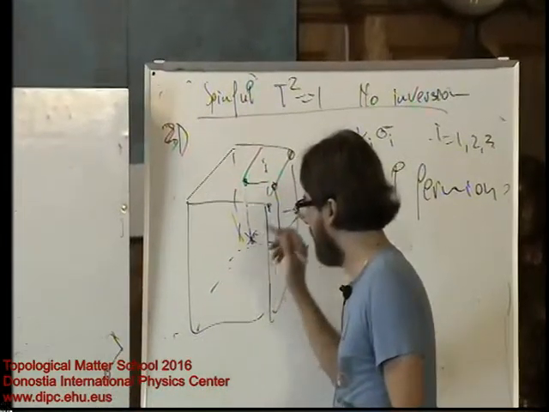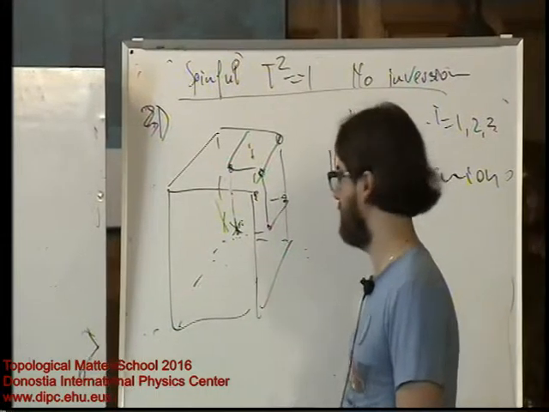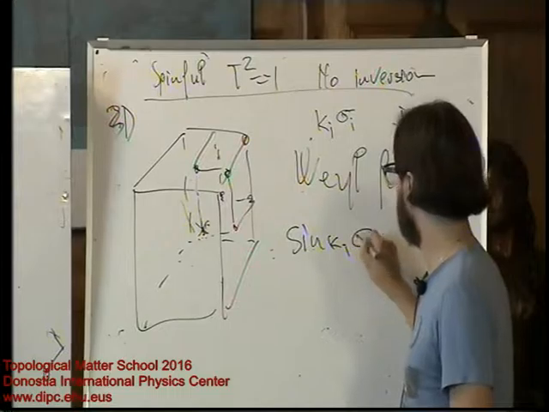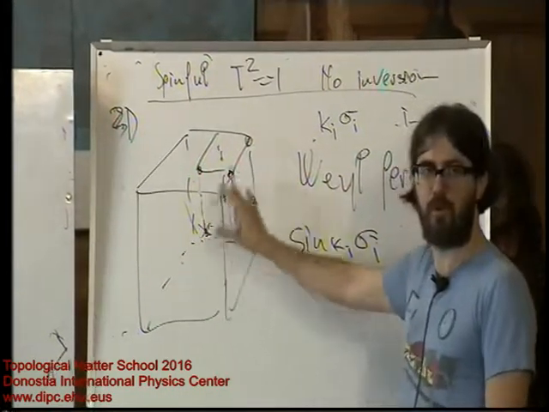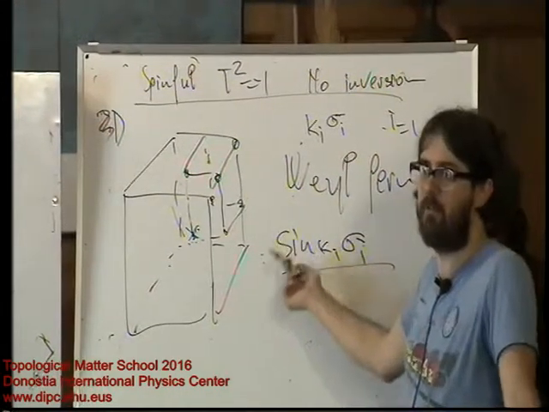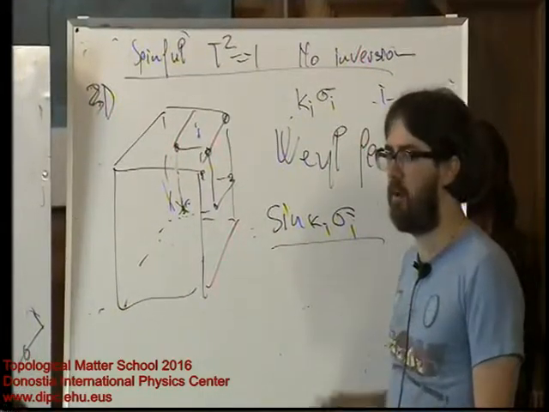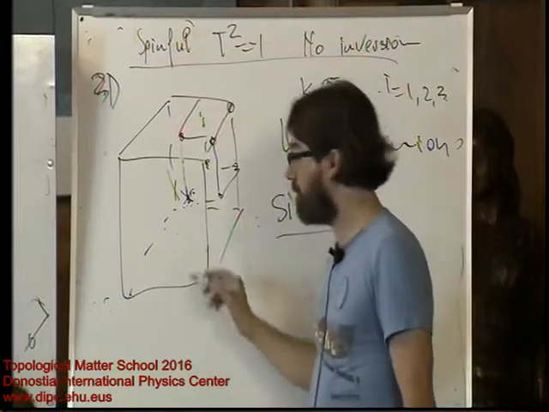okay, how would this system look if I now break time reversal? By the way, I can write down a simple Hamiltonian for this, sin k_i sigma_i over the whole lattice. Right? This has Weyl points at every one of these 8 points. Okay, how would this look if I now break time reversal? So I can break time reversal.